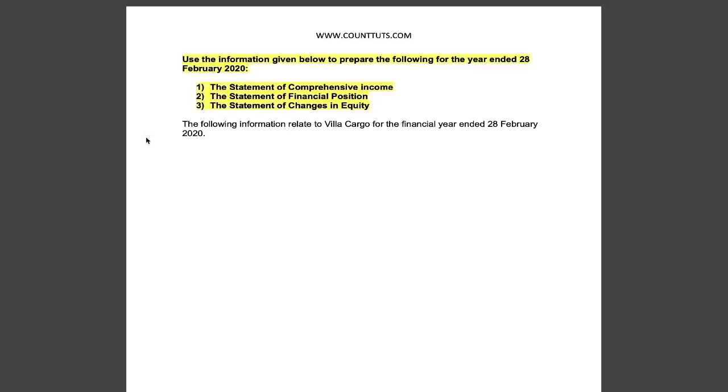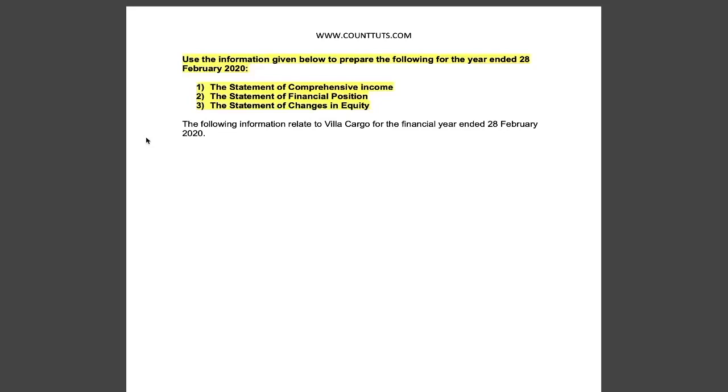Welcome to Accountants. In this lesson, we're going to be looking at how to prepare the statement of comprehensive income or the income statement, the statement of financial position or the balance sheet, as well as the statement of changes in equity using pre-adjustment trial balance and additional information that will be given.